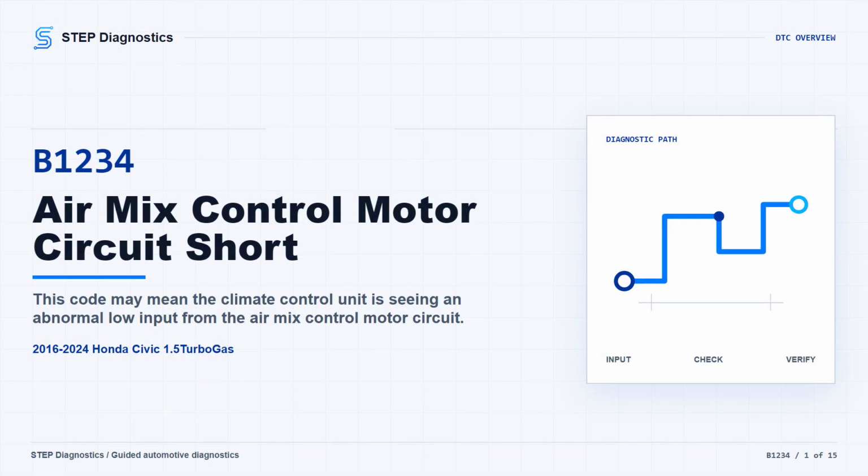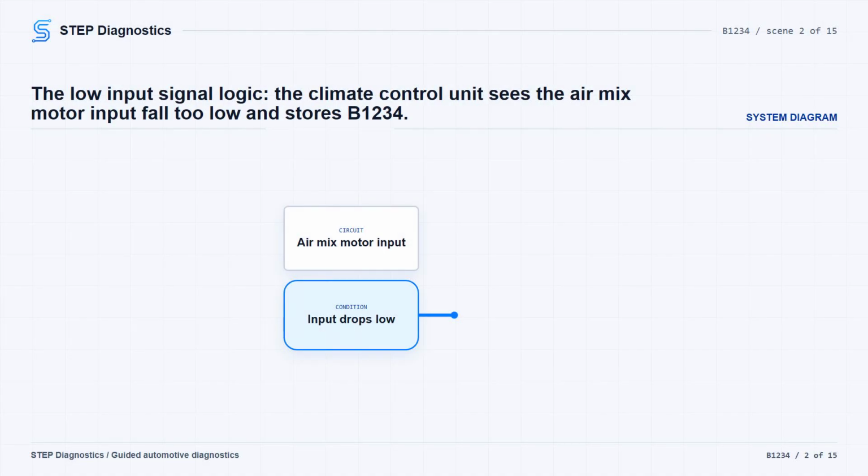On this Civic, B1234 is for an air mix control motor circuit short. In plain terms, the climate control unit is seeing the air mix motor input voltage drop low enough that it judges the circuit abnormal. The driver may notice cabin temperature that does not respond correctly, temperature stuck hot or cold, or inconsistent air temperature from the HVAC system.